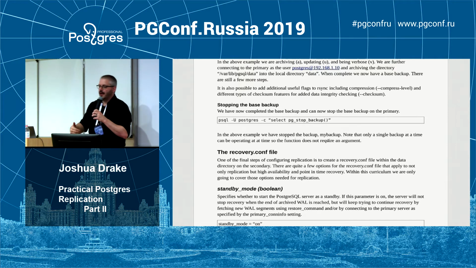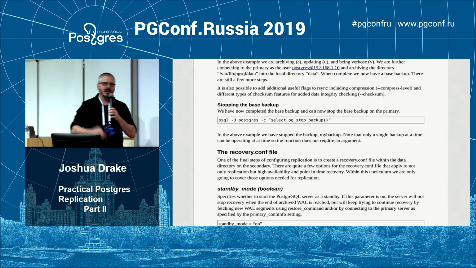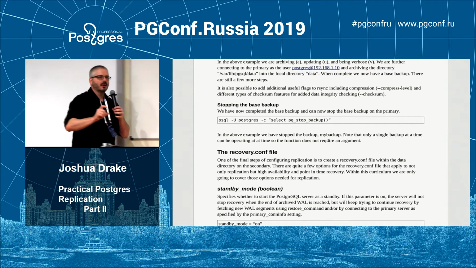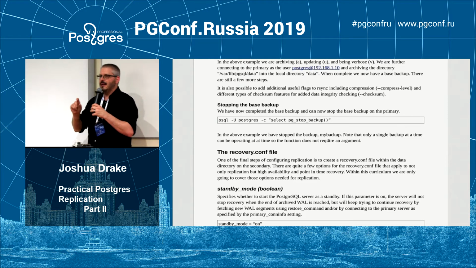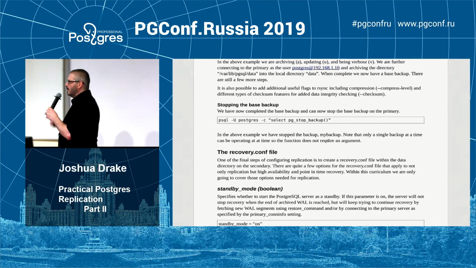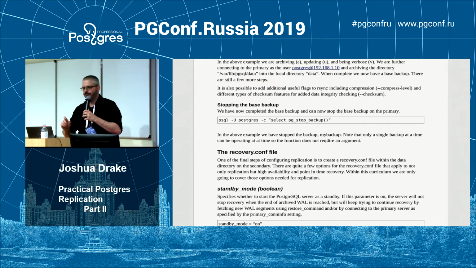So now that we've stopped the backup, we need to create the recovery.conf. One of the final steps of configuring replication is to create the recovery.conf file within the data directory on the secondary. And when I say data, I really should say cluster, because I don't want to confuse you. It doesn't have to be named data. But wherever you put the base backup is where you need to create this recovery.conf file.